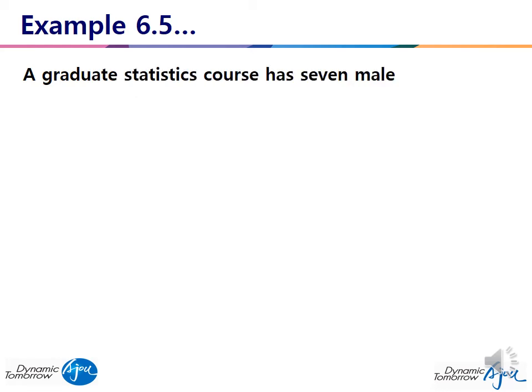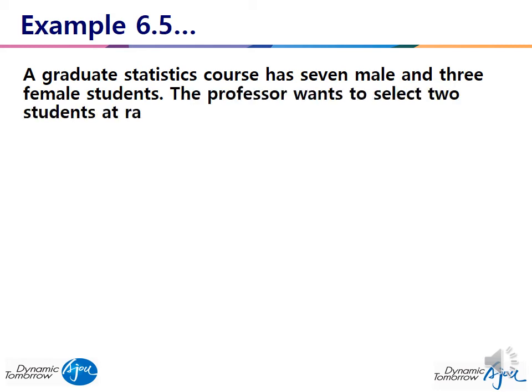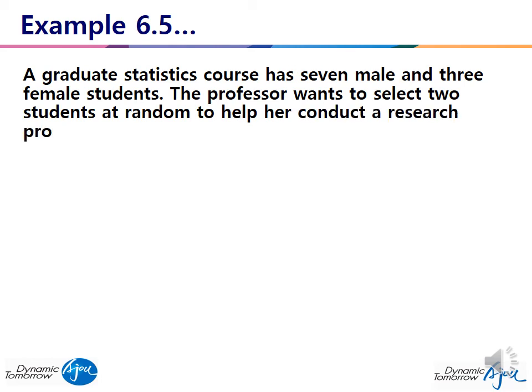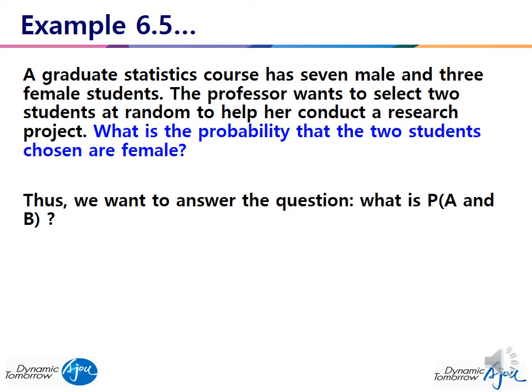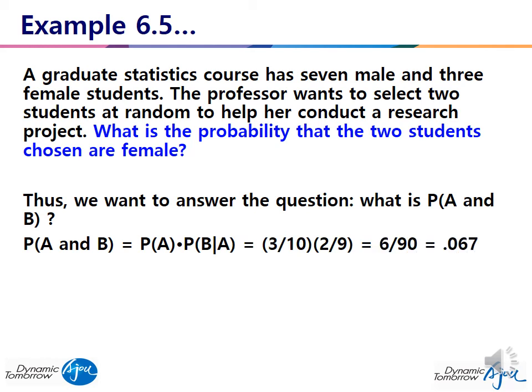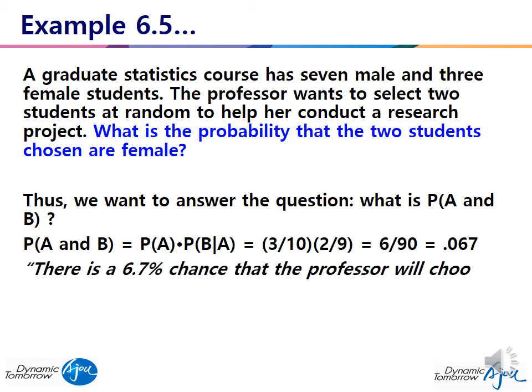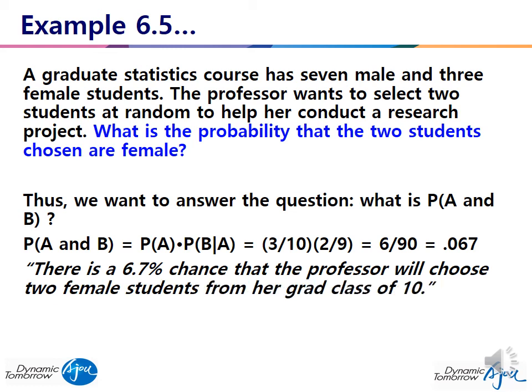So, what is the probability that the 2 students chosen are female? Let's try to answer this. Thus, we want to answer the question, what is probability A intersection B? Probability A intersection B is equal to probability A times probability B given A. So 3 over 10 times 2 over 9. So 6 over 90 is equal to 0.067. There is a 6.7% chance that the professor will choose 2 female students from a graduate class of 10.